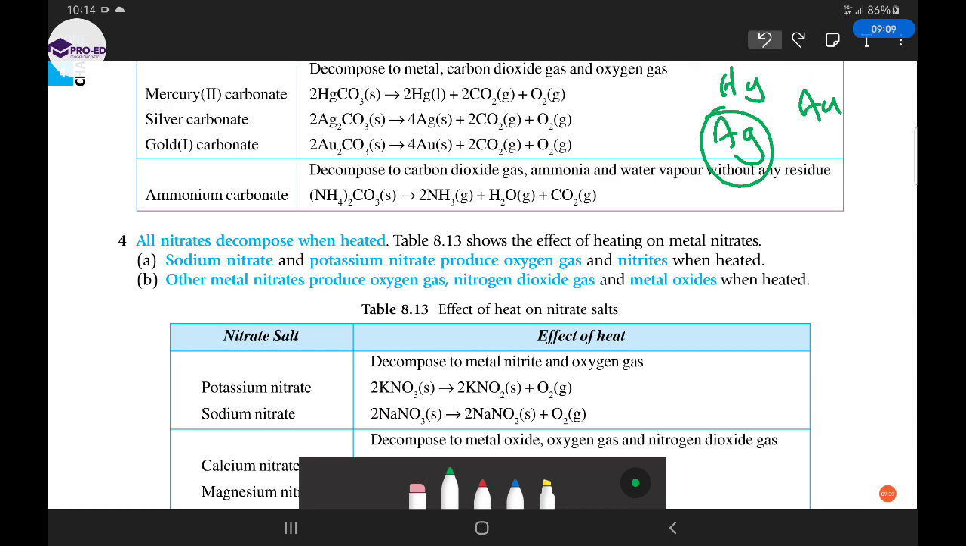So for these metals, when you heat them up, they will want to go back to their original form, because they were stable on their own.